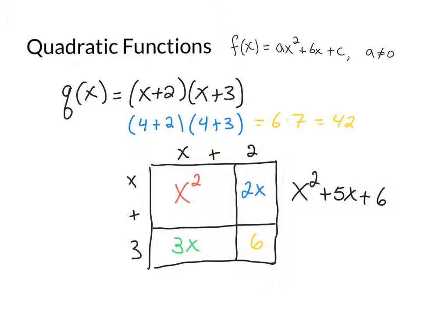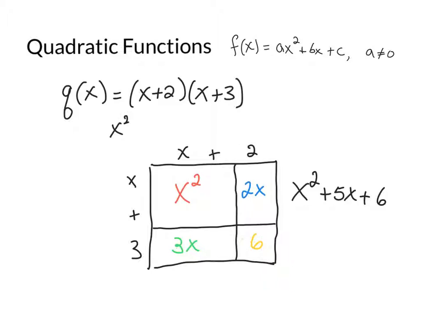So let's compare this to the FOIL method that we just learned about earlier in this video. I'll erase this here and see if this works out. I think it will. So what we do is we take our first terms here, x times x. So first terms, x times x, that gives me my x squared.